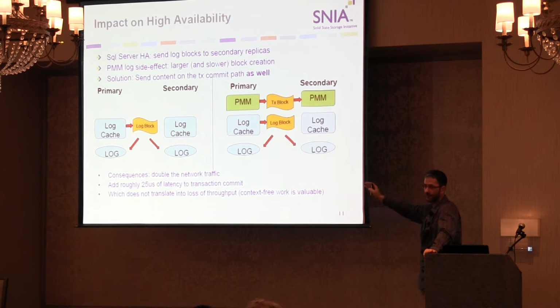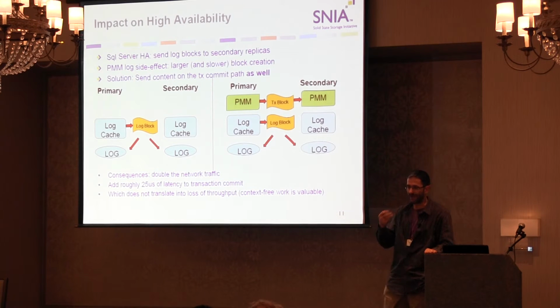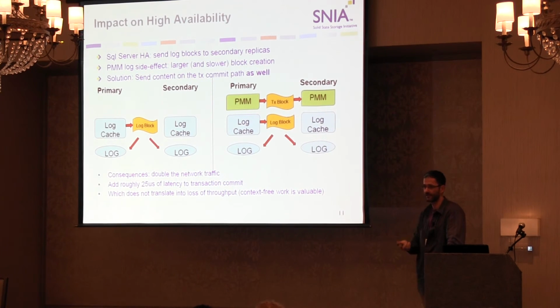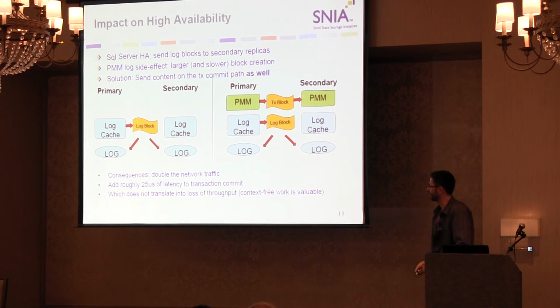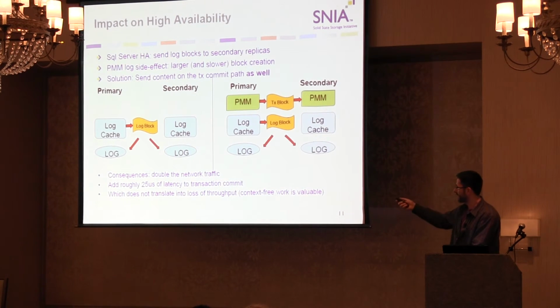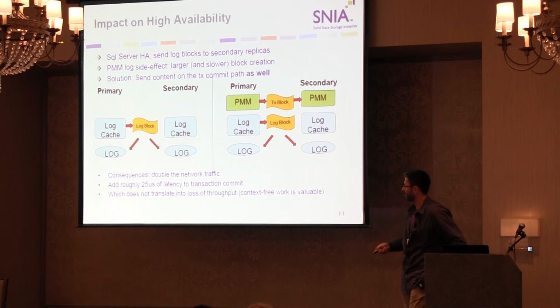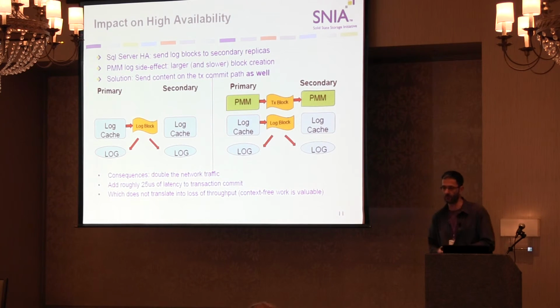That would double the network traffic, but bandwidth is not the problem in an OLTP system. It's actually latency that's impossible to solve. So that adds about 25 microseconds latency to a transaction commit, but that latency is unavoidable, and it doesn't need to lower your throughput because you can actually fill it, and we backfill it with context-free work.